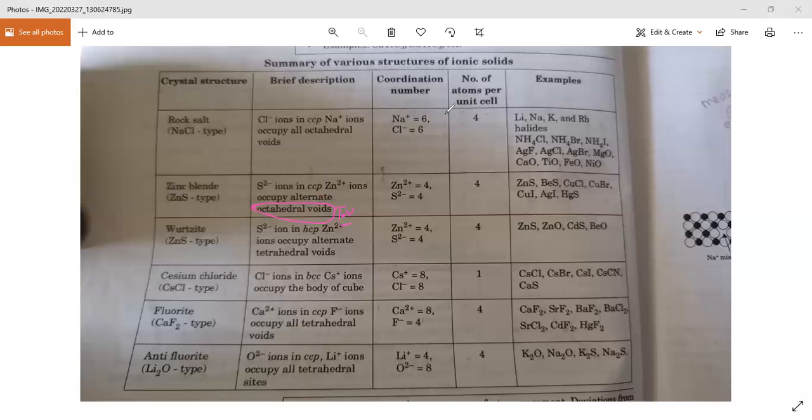So all this you have to remember compulsorily as a tabular column with examples. Is it clear? Any doubts in this?